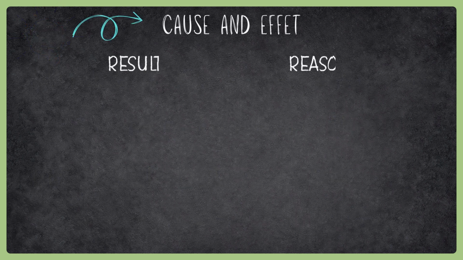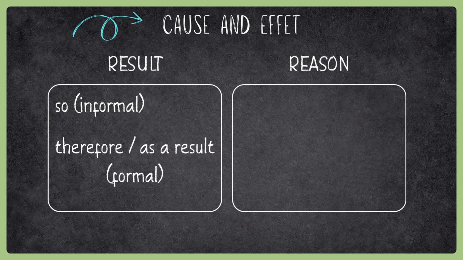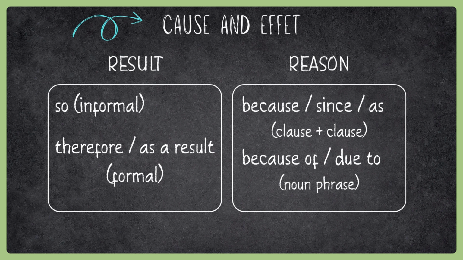All right. Let's do a quick summary. So, shows result. Therefore, as a result, they show result, but they are used in more formal situations and in writing. Because, since, as, they show reason, because of, due to. They show reason as well, but are followed by a noun phrase. So remember, these connectors help you explain why something happened and what came next. They make your English sound clearer, more logical, and more professional.